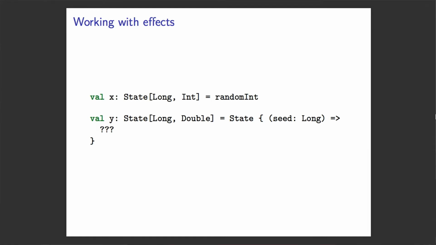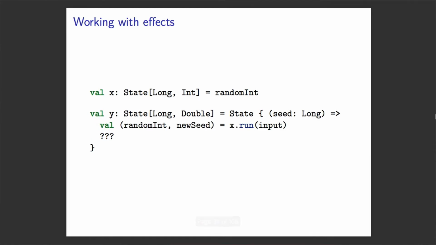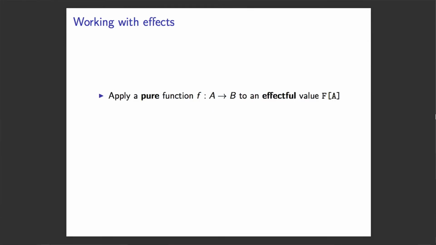So what we can do is run the first state action that we depend on. So we get our random integer and then the new seed that it may emit. And then right before we return it, maybe we want to take the reciprocal of it, for instance. So we just do 1.0 divided by the random int, and then we thread the new seed through. So all of these follow more or less the same pattern.